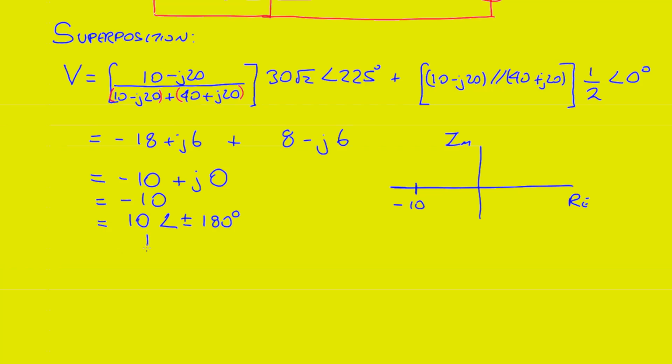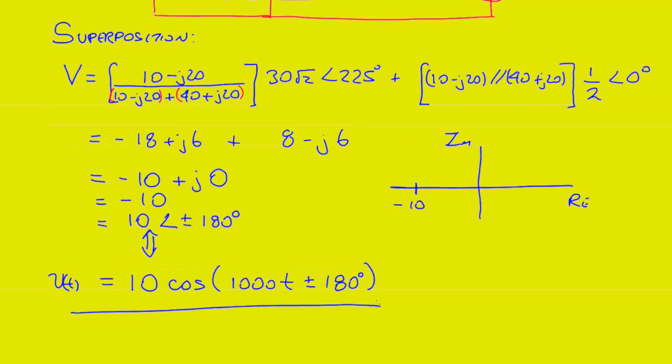So when we transform it now into the time domain, our v of t, which is what we're looking for, will have an amplitude of 10. It's always a cosine. Omega, you'll recall from the start of the question, was 1000. So 10 cosine of 1000t plus or minus 180 degrees, and that completes the analysis.